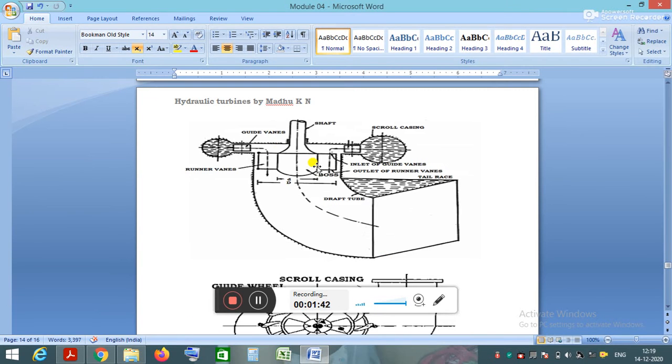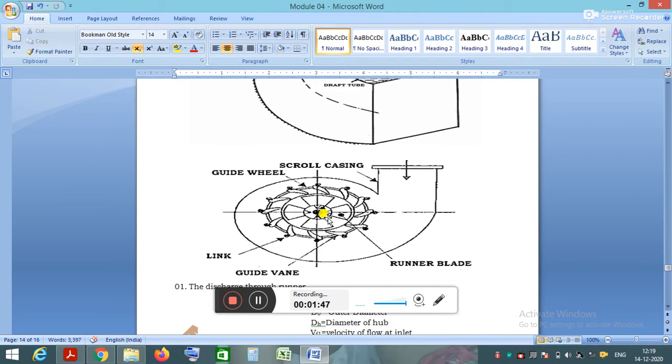The only difference in the case of Kaplan turbine is that the number of blades attached to the runner can be varied, but in the case of Francis turbine, the turbine blades cannot be varied. The number of blades varies from 4 to 6 and they have the shape of aerofoil.